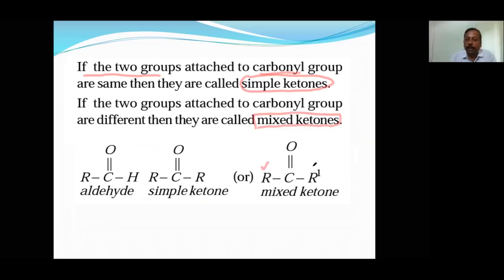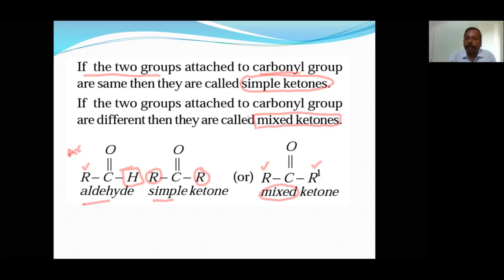See, here it is R and here it is R dash. Therefore, it is called as what? Mixed ketone. Here also R and here also R, then it is called a simple ketone. And here it is R and here it is hydrogen, then it is an aldehyde. So it can be R or it can be aromatic. It can be even aromatic also, no problem.